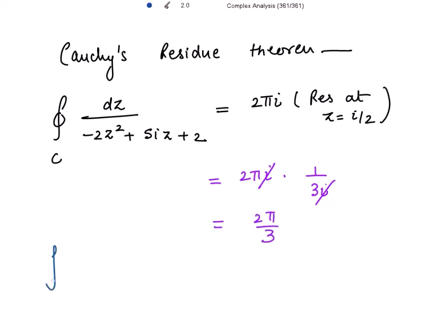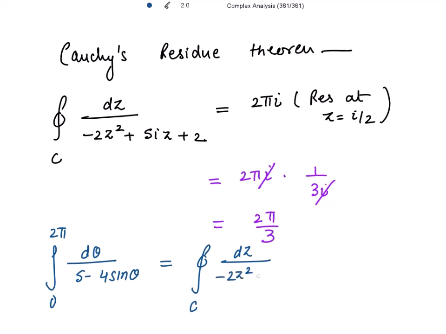What is the original integral? It is d theta divided by 5 minus 4 sine of theta, and the limits are from 0 to 2 pi. This integral, we have changed into the integral over the circle C, and this integral is in terms of z. We always have to change the integral in terms of z to get the solution, and this value is equal to 2 pi by 3.